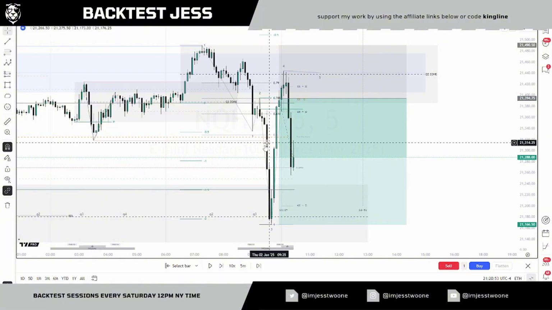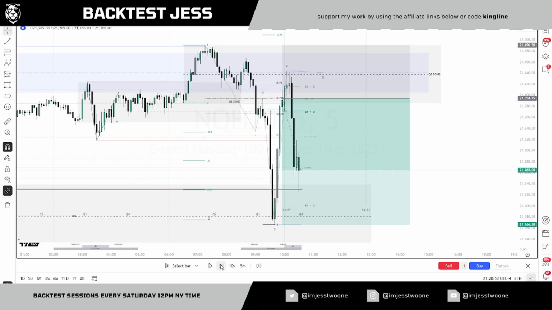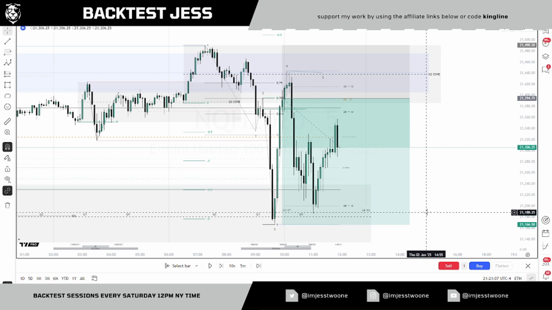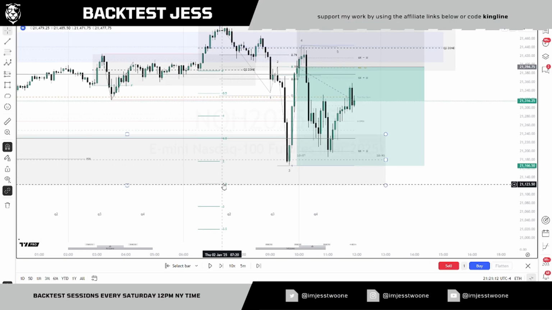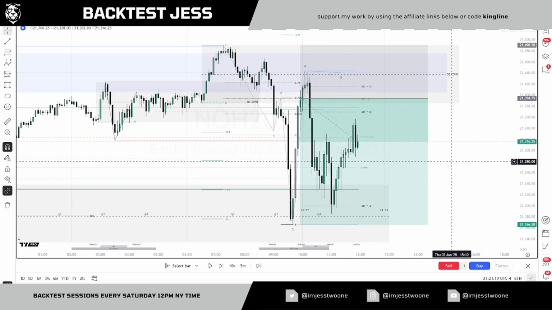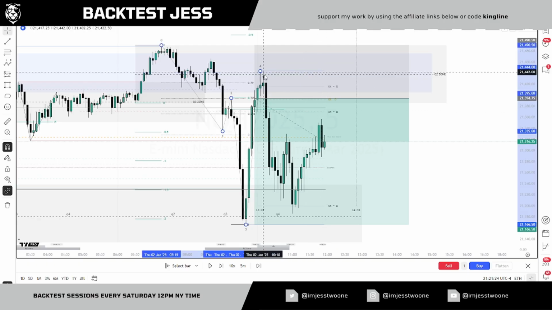Alright, so 4 would be the entry here. Let's see if we get a 5, if it comes back. Two deviations is here. 2.5 is here. So we'd want to see 3 anyway. 5 can be either one of these though, technically, now that it's displaced away from 4, because 5 can either be a sweep of 4 or any one of these.